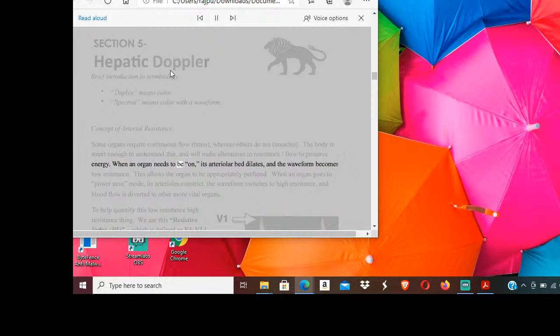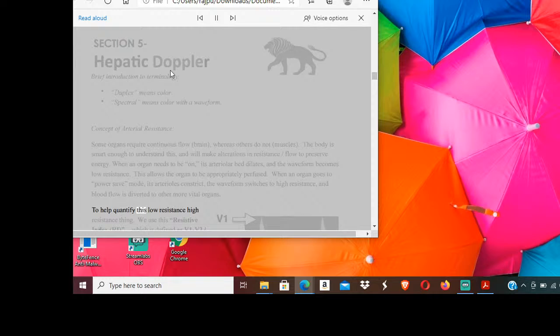When an organ needs to be on, its arteriolar bed dilates, and the waveform becomes low resistance. This allows the organ to be appropriately perfused. When an organ goes to power save mode, its arterioles constrict, the waveform switches to high resistance, and blood flow is diverted to other more vital organs.